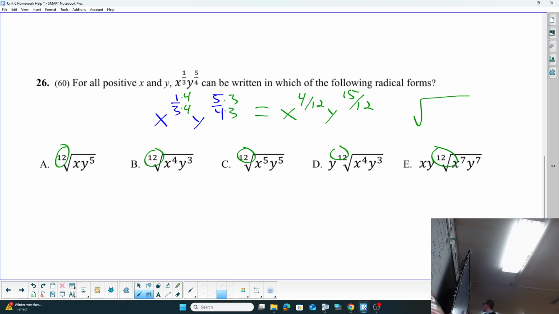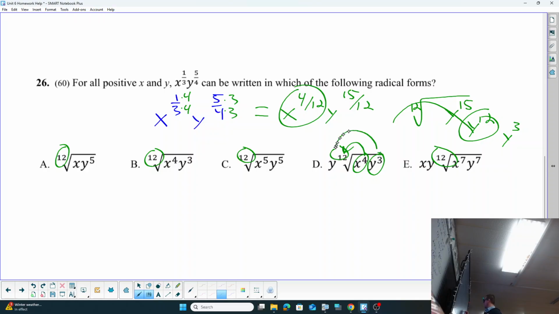The crazy part about the y is that if you have a 12th in there, that's going to be the root, and then you have 15. Well, that means you're going to have a whole 12 come out, and you'll have a 3. You have y to the 3rd power left, basically. So you'll still have x to the 4/12, and then you also have y to the 3rd left, and then you have a y to the 12th on the outside.